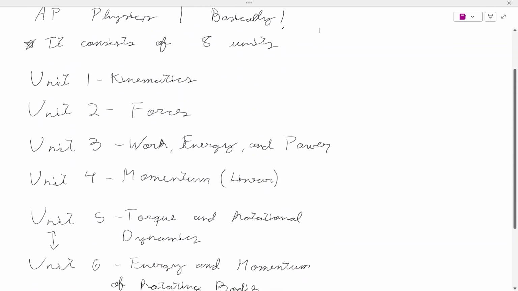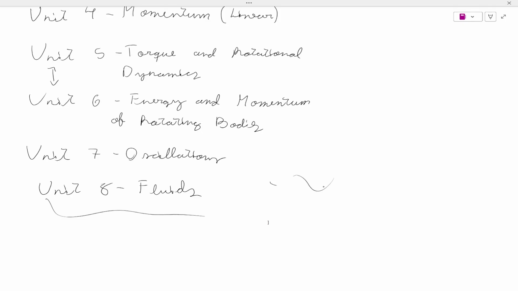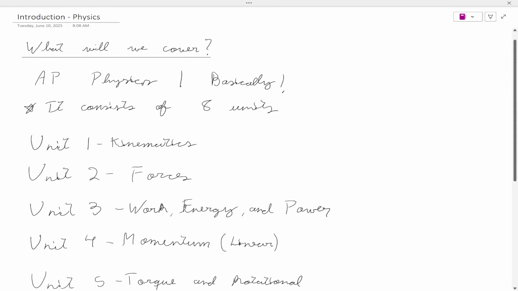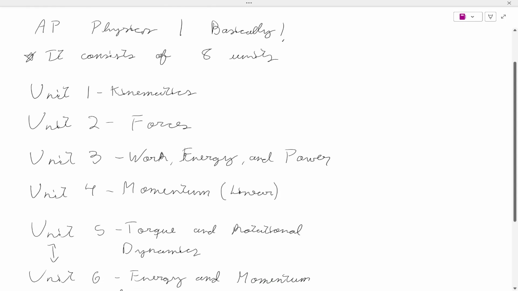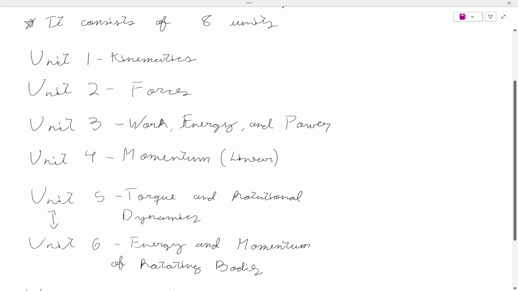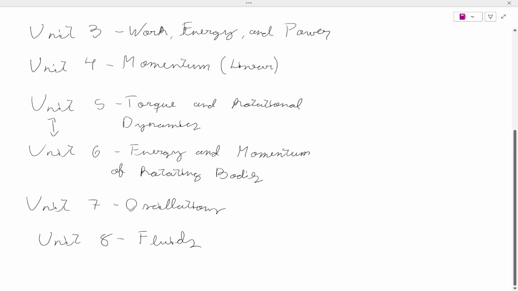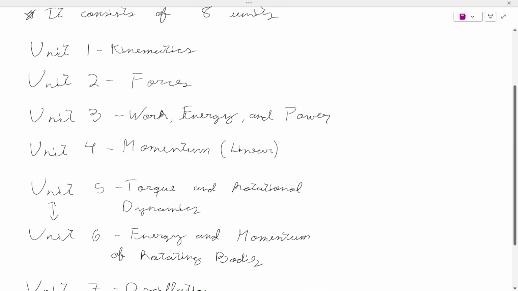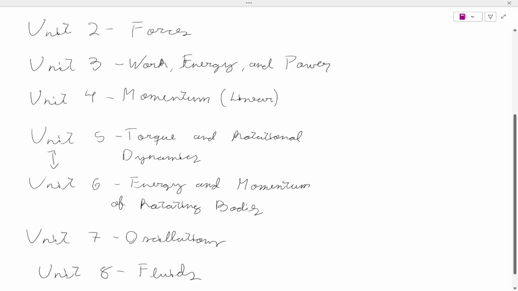It consists of 8 units, which are subject to change. For example, fluids used to be electricity, and now it's liquids and gases. So let's just list them out. Unit 1, kinematics. Obviously, I'll be explaining all of these later on. Unit 2, forces. Unit 3, work, energy, and power. Unit 4, momentum, linear. Units 5 and 6 are rotational. Unit 5 is basically kinematics in a rotational sense, and Unit 6 is work, energy, power, but in a rotational sense.